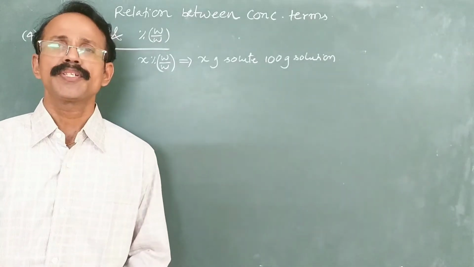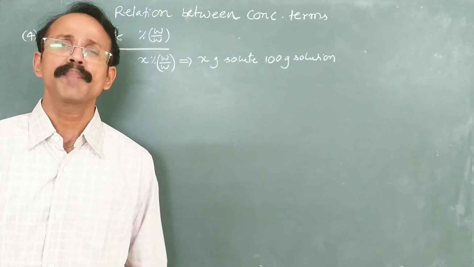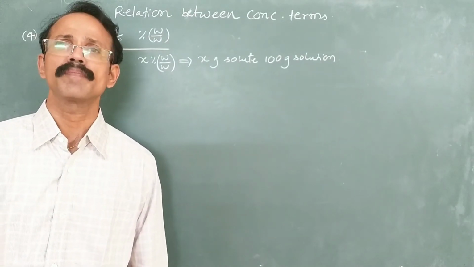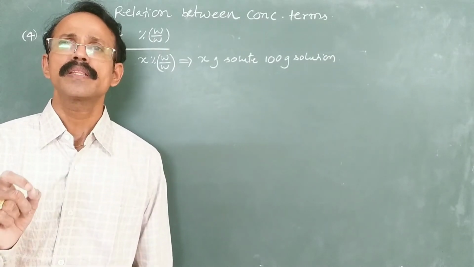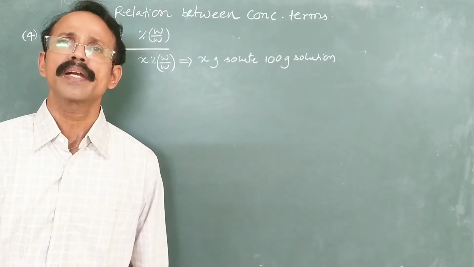Now we will see the relationship between molarity and percentage by mass of solution. Percentage by mass of solution means what? It is the number of grams of solute present in 100 grams of solution.